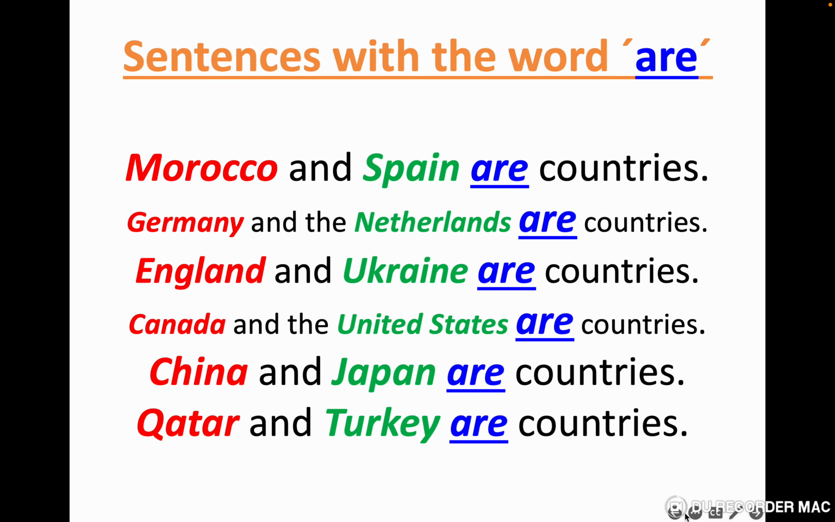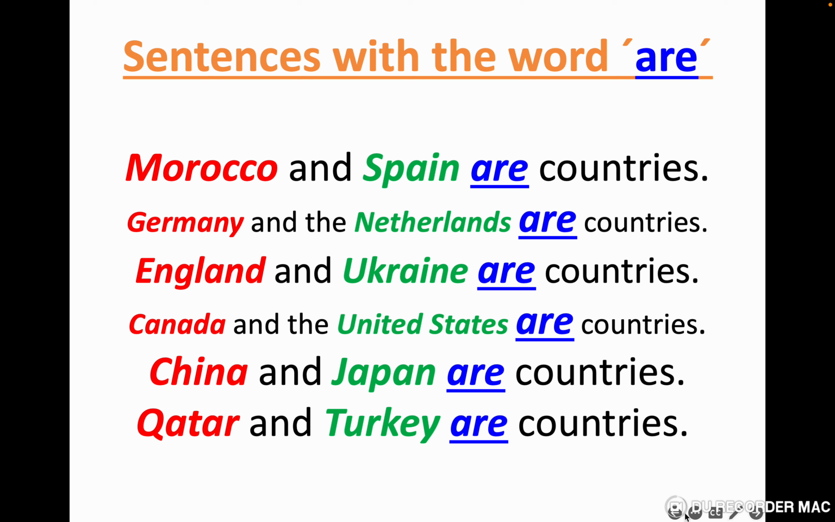Morocco and Spain. So we have the word and. We have two countries. Morocco and Spain are countries. So we cannot say Morocco and Spain is countries. So we need to write the verb to be in the plural form, are. Germany and the Netherlands are countries. So with the countries that have S, we need to write the. For example, the United States. When we have a plural name, for example, the Netherlands, we need to put the. So Germany and the Netherlands are countries.